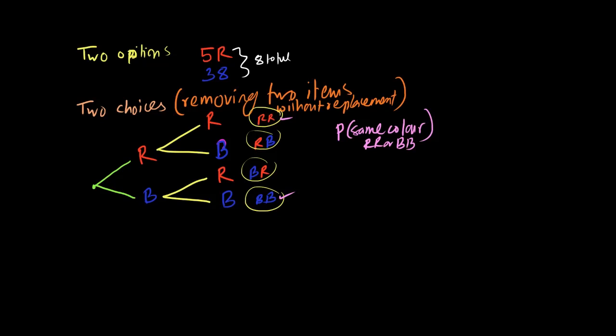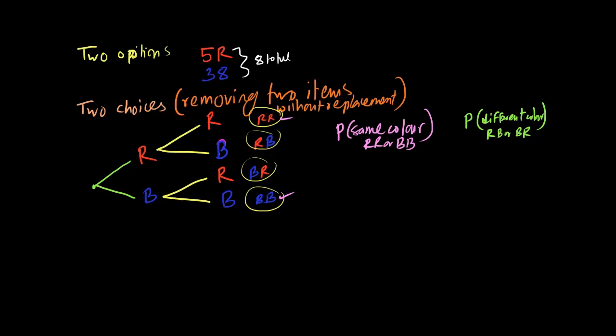Now the next question is, what is the probability of different color? When the question is probability of different color, one thing very important to notice is that we have two options. Whenever there are two options and you're removing two items, we can use a special technique. Probability of different color, usually we have two permutations: red and blue or blue and red. That is basically the probability of different color.